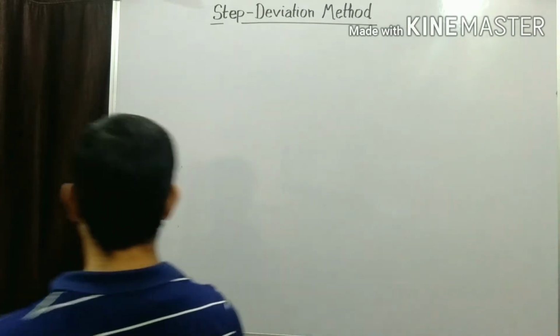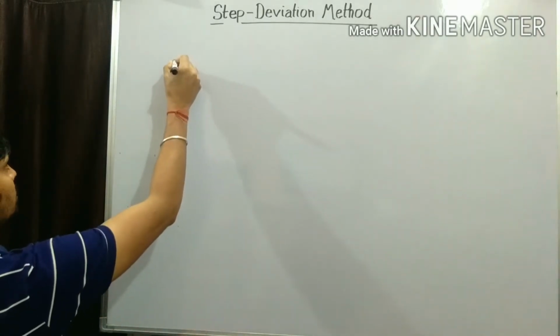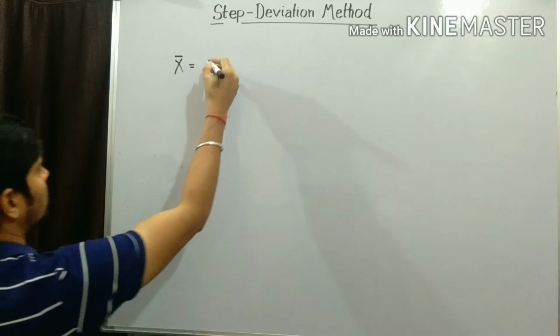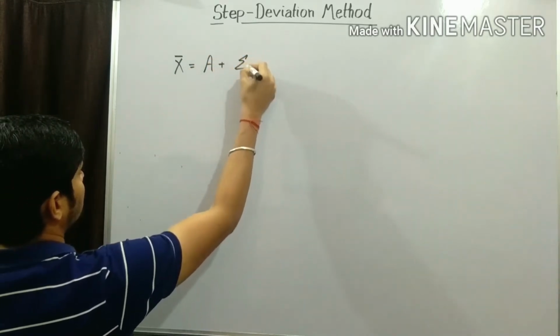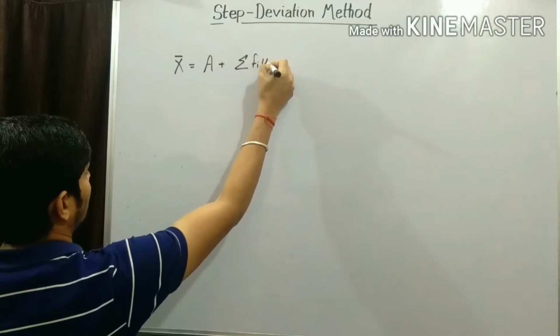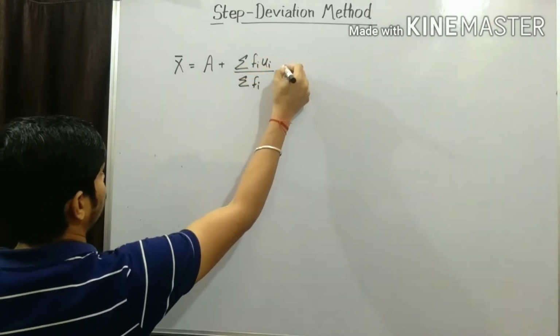So the formula is x bar equals a plus summation of fi ui over summation of fi, into h.